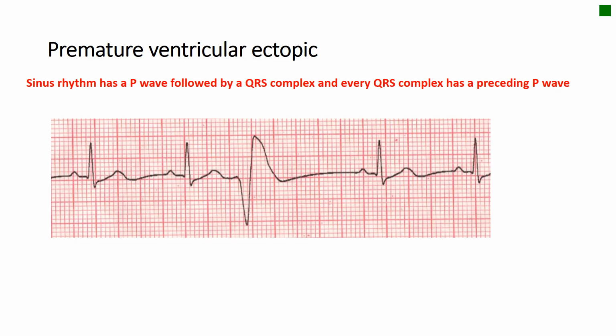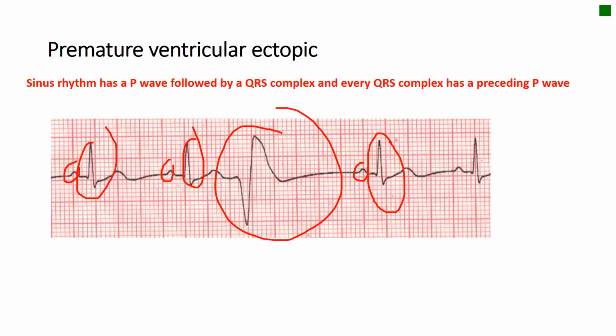So just as for sinus rhythm, you need a P wave and then a QRS. A P wave followed by a QRS. A P wave followed by a QRS. Here we have a large QRS complex with no P wave before it. This has come early, it's premature. It's what we call a premature ventricular ectopic. Very common. Most of us have these every day, particularly in young people too.